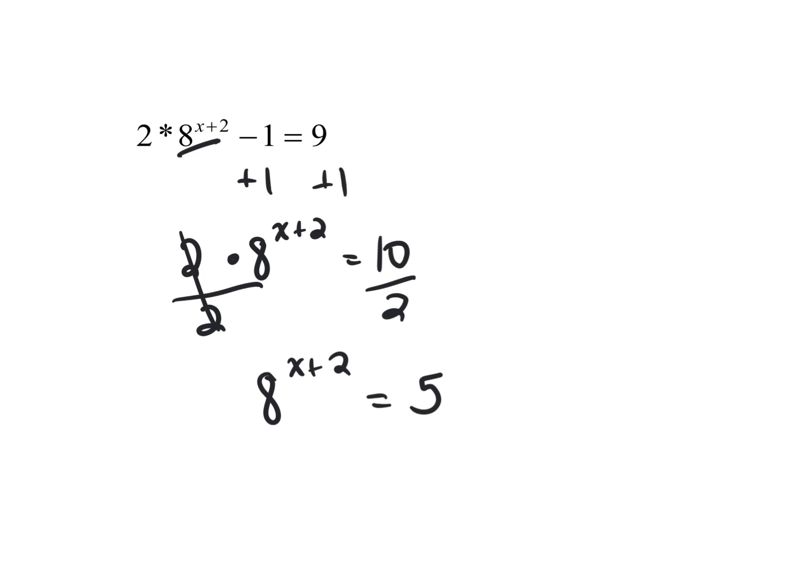So if you can get it to the base to a power equals 5, then we can do our switching forms. So the exponent, which is x plus 2 in this case, goes by itself, and then it becomes log base 8 of 5. Now, we still have the plus 2. That's fine. You can just subtract it. So x is just log base 8 of 5 minus 2.